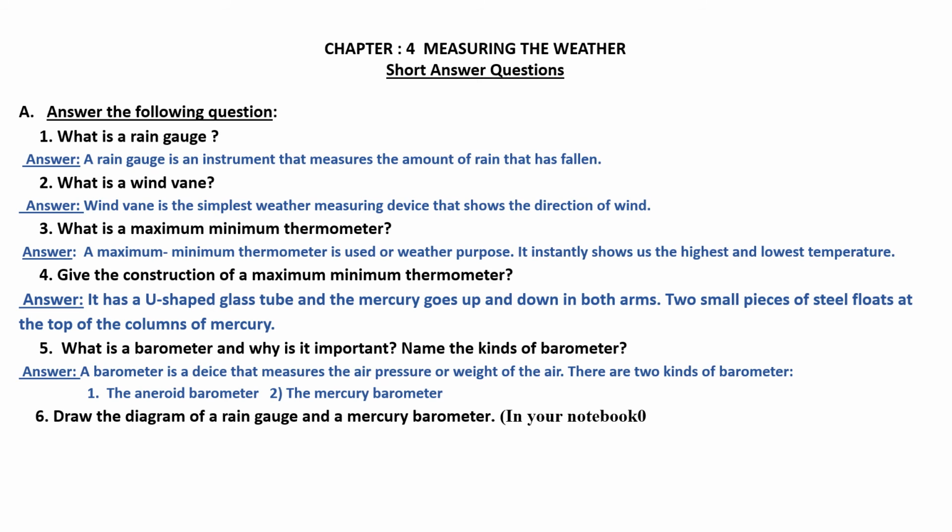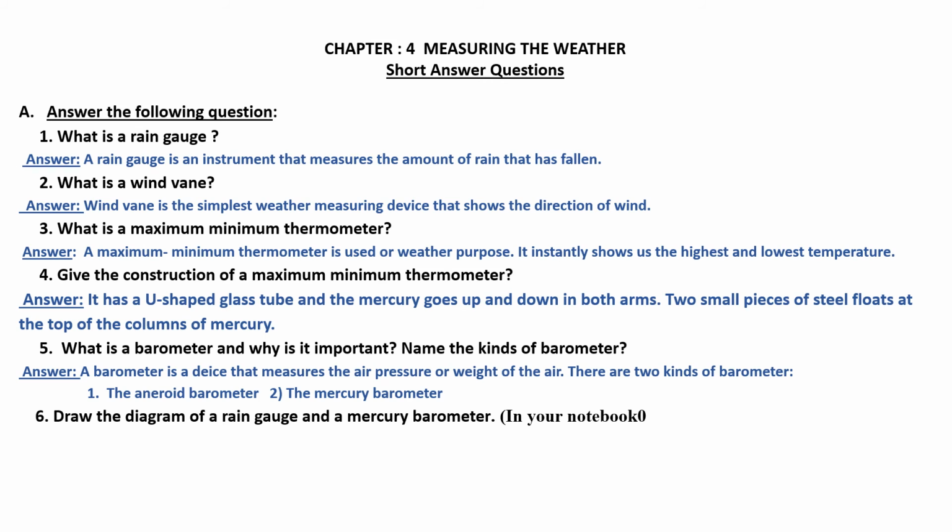Now that we have completed the reading and explanation of the unit, we are moving on to the exercises. You need to do this exercise in your social studies notebook. Exercise A. Answer the following questions. Question number 1: what is a rain gauge? Answer: a rain gauge is an instrument that measures the amount of rain that has fallen.